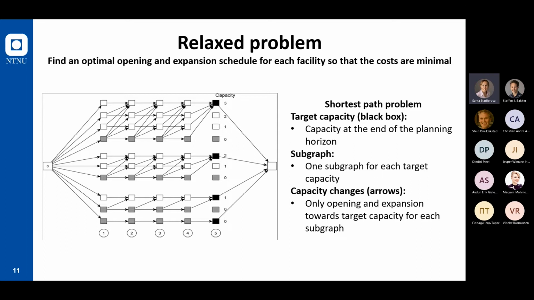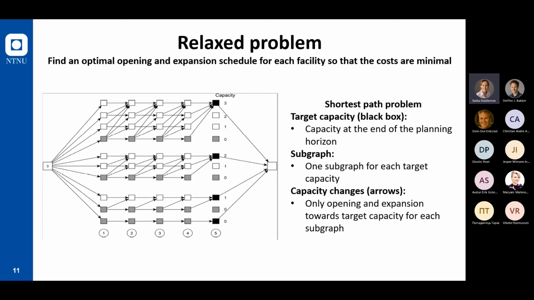And then for each target capacity, we define a subgraph. And you can see that these subgraphs are almost independent. They are just connected with the artificial source and target. And in each of these subgraphs, maximum 2 arrows up are allowed, which means maximum 2 capacity changes. First of all, when we open a facility from the 0 capacity, and for the second time when we expand. But the expansion must go directly to the target capacity. And then we pick the best subgraph because it's the shortest path.